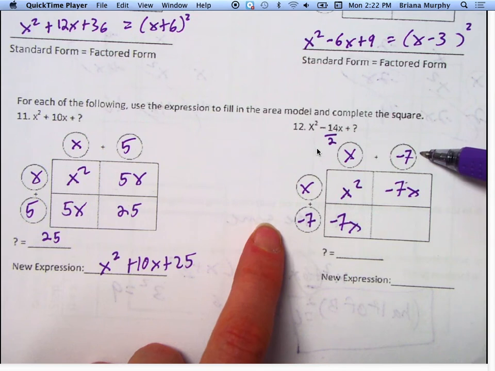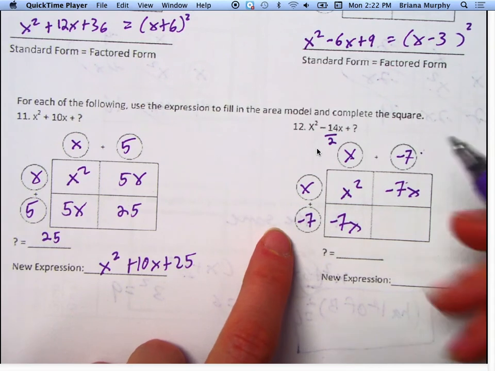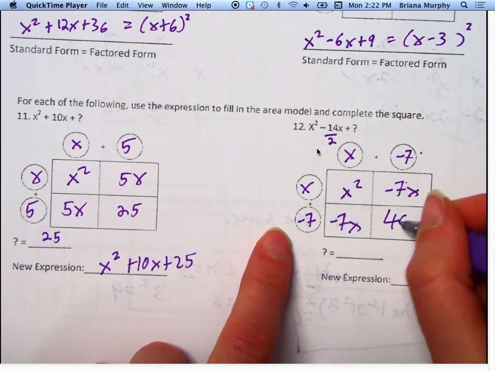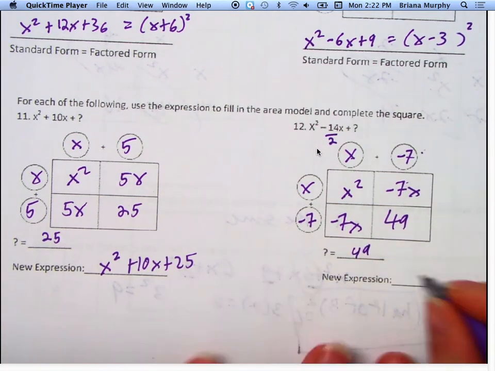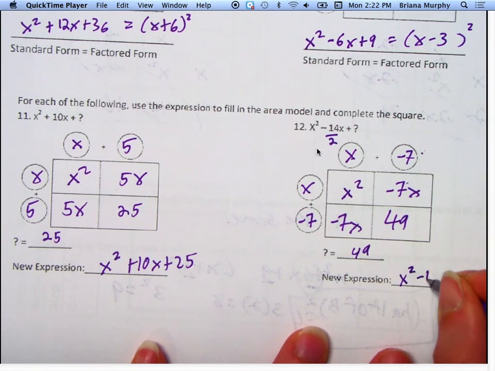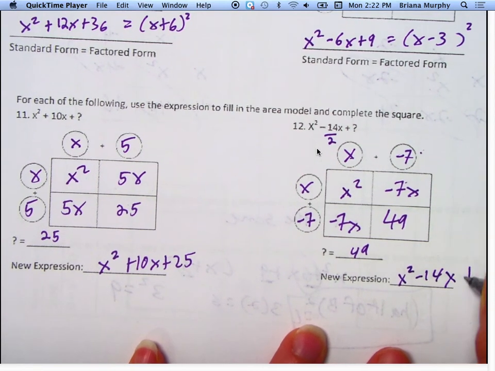Oh, yeah, see, I was, okay, no. I was trying to multiply instead of add. Yeah, I was trying to multiply. Negative 7 times negative 7 is 49. So the missing piece is 49.